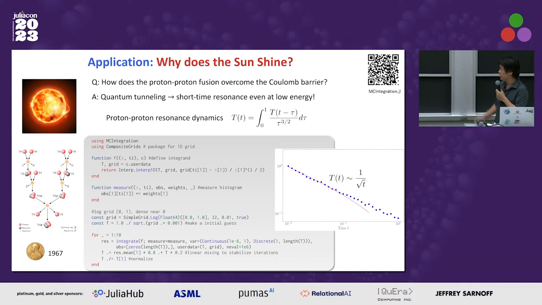Eventually, you will find the T matrix is highly non-trivial. It actually shows power law behavior at a short time, and it diverges at zero time. So it's not zero. This is precisely the feature of a resonant state. So if you had worked out this problem 100 years ago, actually you would have a chance to get a Nobel Prize.